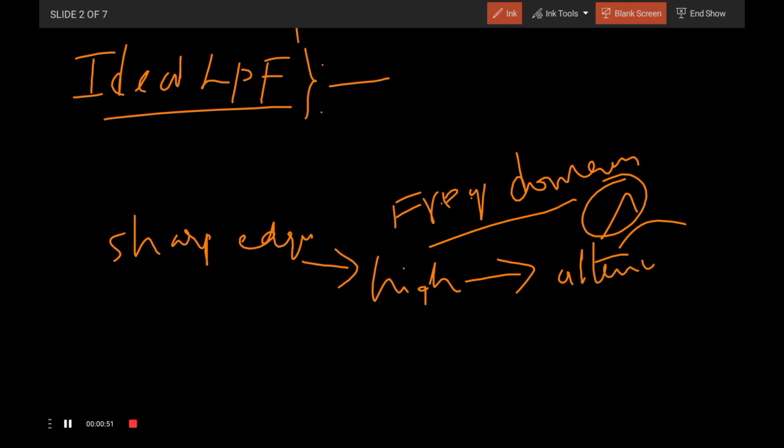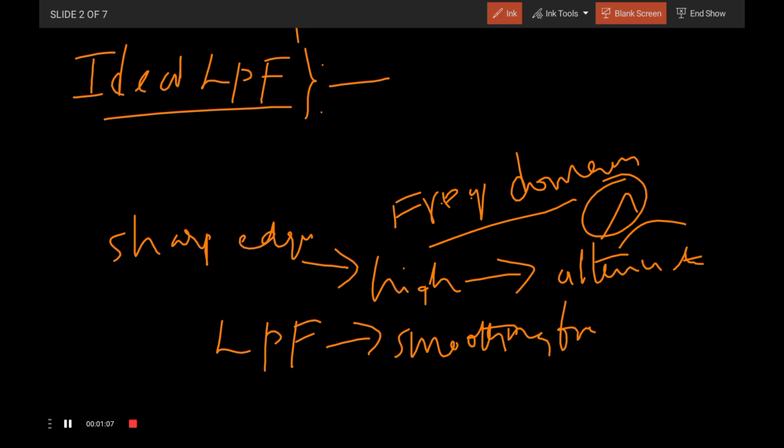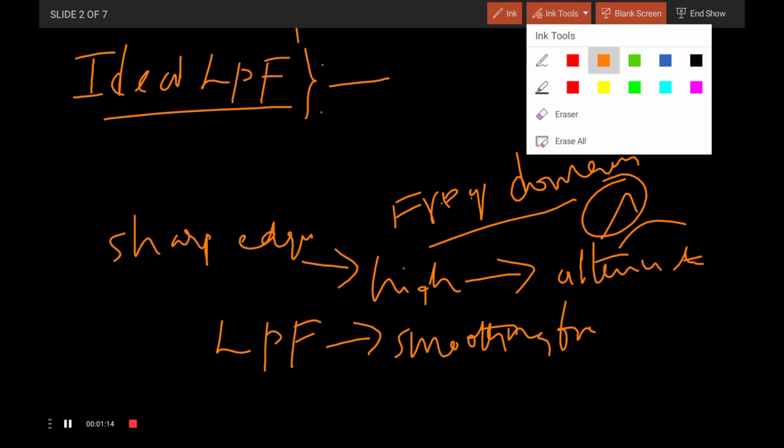Generally, we can call it a low pass filter. A low pass filter attenuates or stops the high frequency components. Therefore the image looks smooth. So that is nothing but smoothing in the frequency domain. That is an important thing, right? So let us move on to the low pass filter point of view.